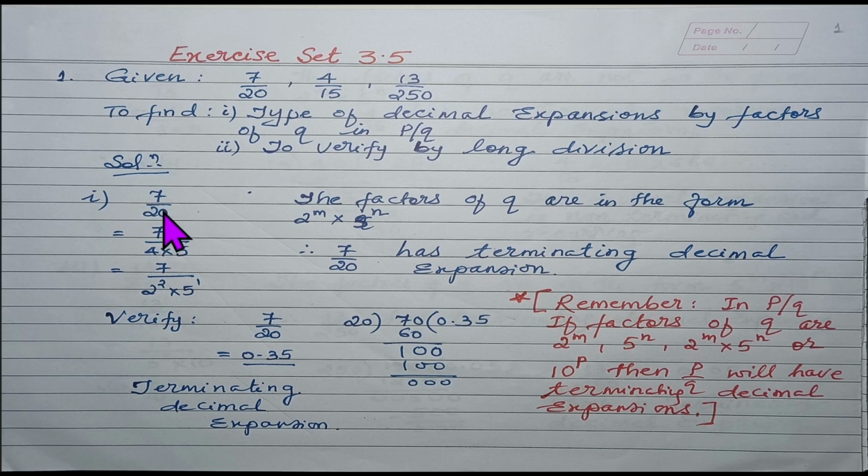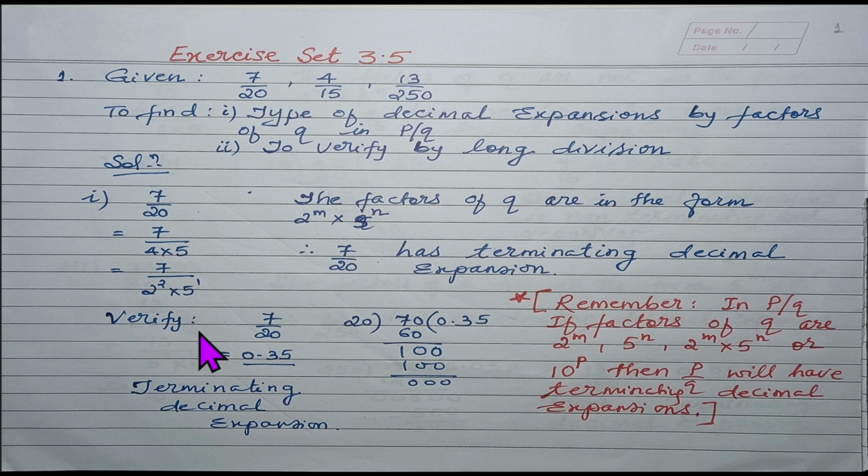So now write the factors of 20. Factors of 20 is 4 into 5, and 4 into 5 is 20; 4 is 2 square, and 5 is 5 raised to 1. Now you find the factors of q, that is 20 here, are a product of 2 raised to m into 5 raised to n form. That means it is 2 raised to 2, 5 raised to 1. It is of the form 2 raised to m into 5 raised to n. And we know that if the factors are in the form 2 raised to m into 5 raised to n, then the rational number will have a terminating decimal expansion. Therefore, 7 by 20 has a terminating decimal expansion.